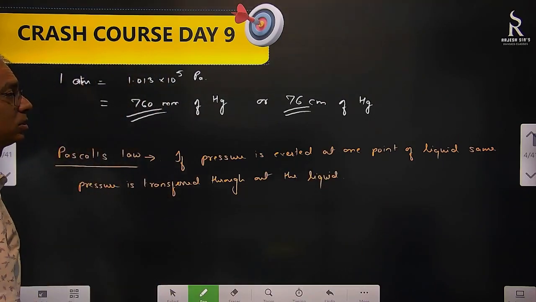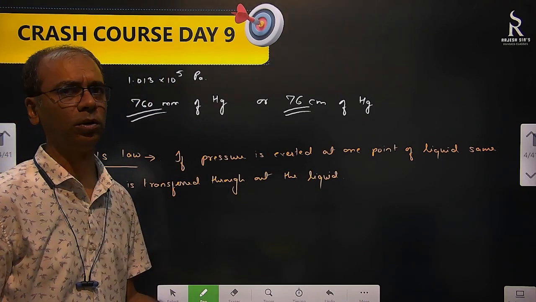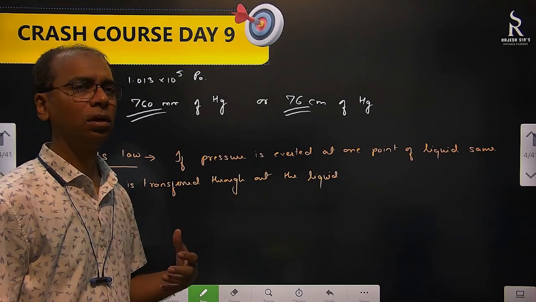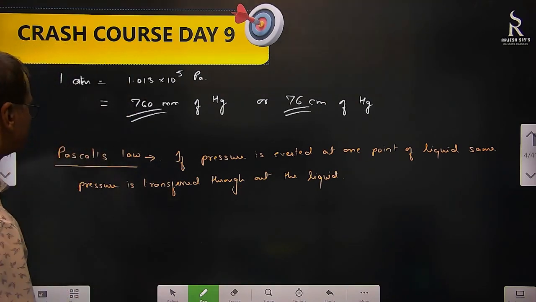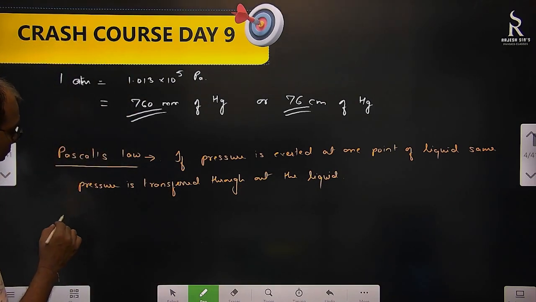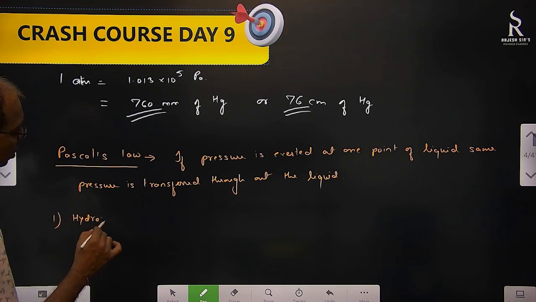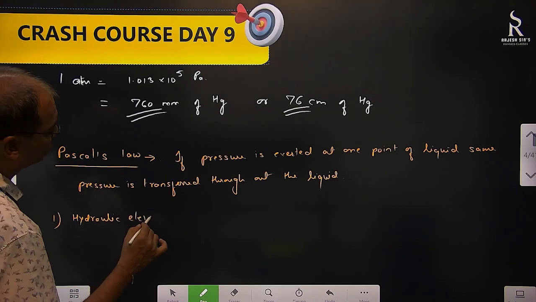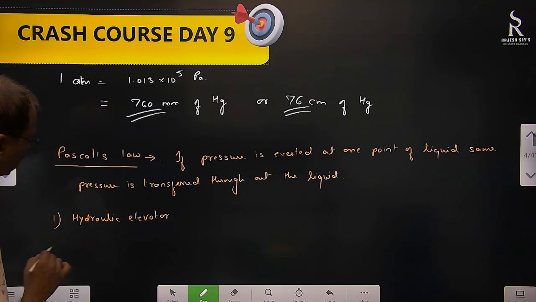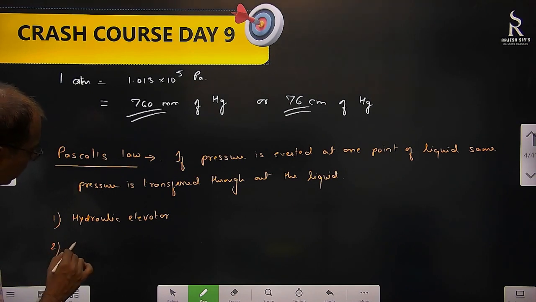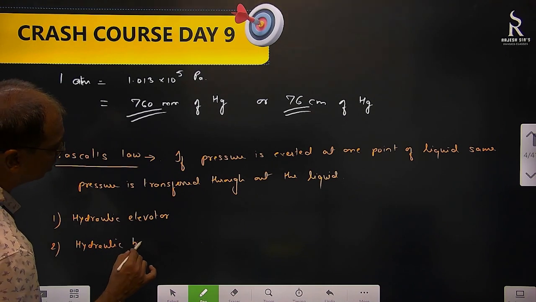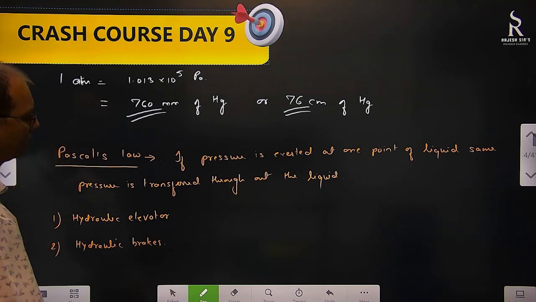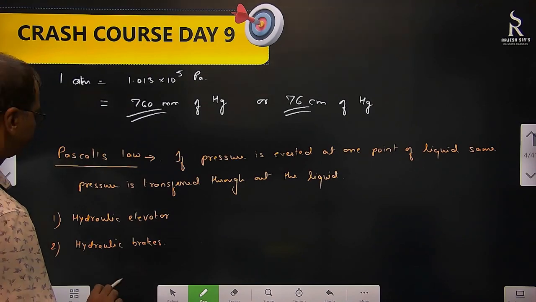Okay, Pascal's law has huge usage, and in almost 80% of the numericals that we are going to do, we use this. But practically, what uses are there? The first one is the hydraulic elevator. On this one, you can find questions in the books as well as in NEET. And the second one we'll see is hydraulic brakes. These brakes we use in cars, right?